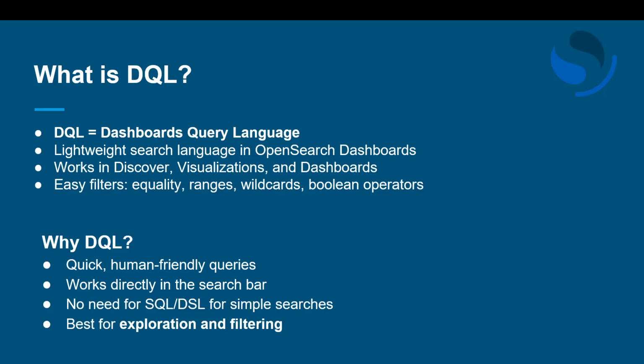It is used to search the data using different search types like equality, ranges, wildcard, Boolean operators. We can use these things to search our data. The main key feature of this language is to filter the data. It helps you to narrow down your huge amount of data and you get the specific information that you are searching for.